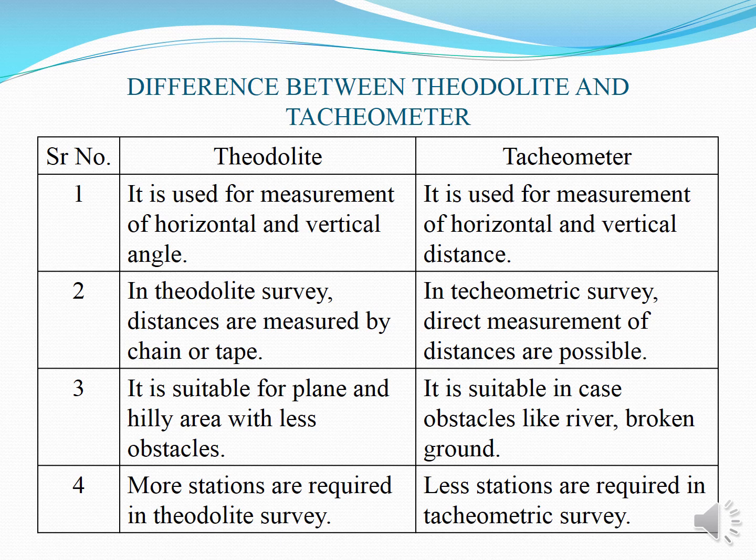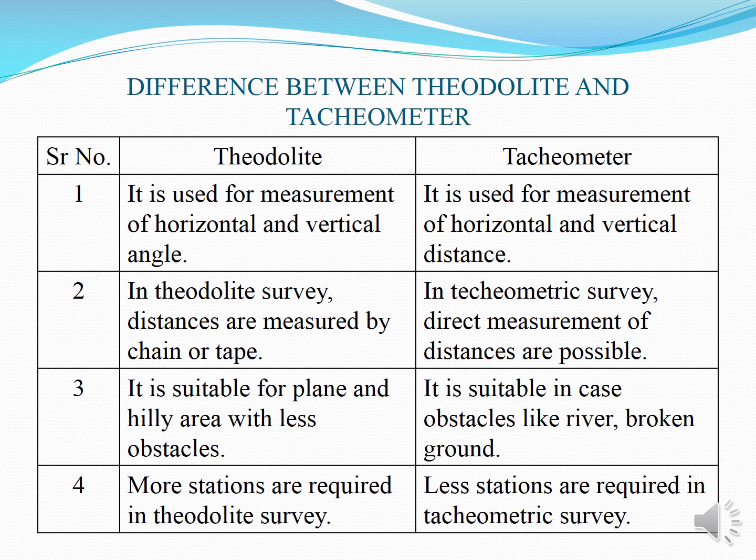The second difference is that in theodolite survey, distances are measured by chain or tape, while in tachometric survey, direct measurement of distances is possible by using formulas. The third point is that the theodolite is suitable for plain and hilly areas with fewer obstacles, and the tachometer is generally suitable in case of obstacles like rivers, broken ground, etc.